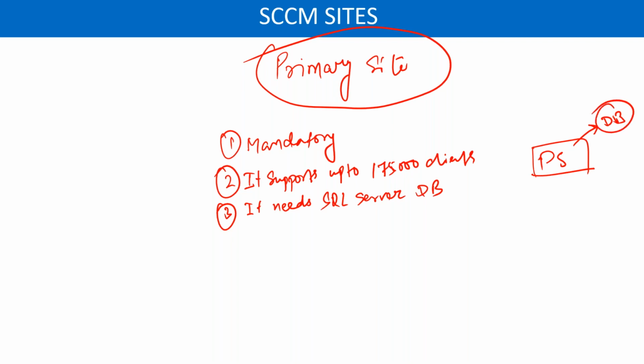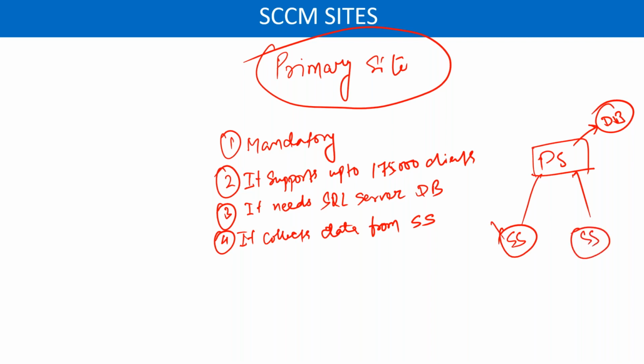Point number 4, it collects data from secondary site. So suppose it has a secondary site here, and it has a secondary site here. Secondary site will also have a database. The secondary site will replicate the data with primary like this.